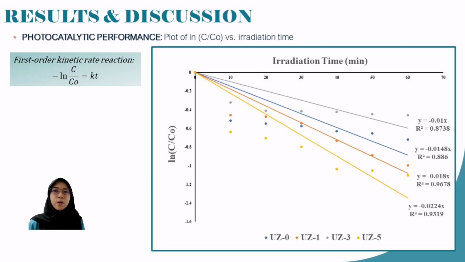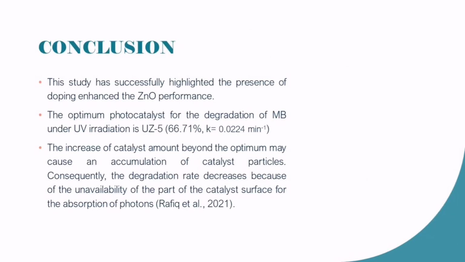This is the graph of ln C over C0 versus irradiation time. The experimental data were fit by a first-order kinetic rate reaction based on the following equation. In conclusion, this study has successfully highlighted that the presence of doping enhanced the zinc oxide performance. The optimum photocatalyst for the degradation of MB under UV irradiation is UZ5, which is 66.71%, and the photodegradation rate constant K is 0.0224 per minute.